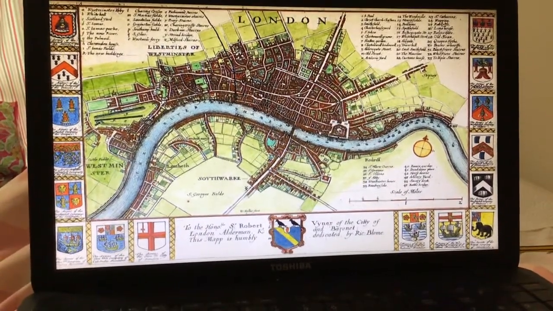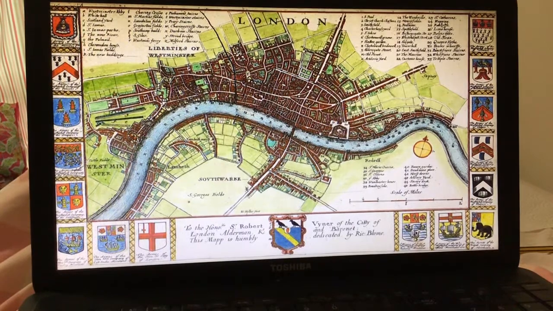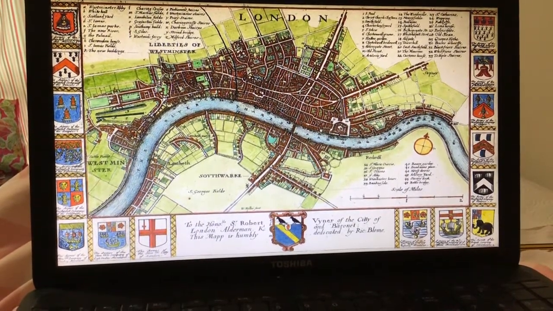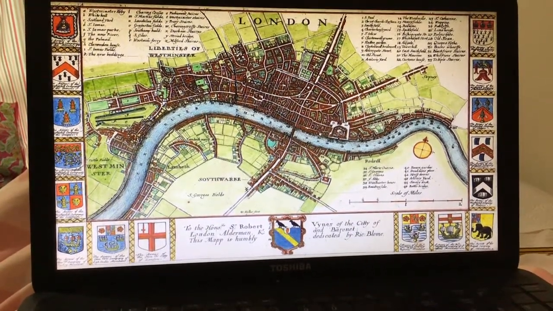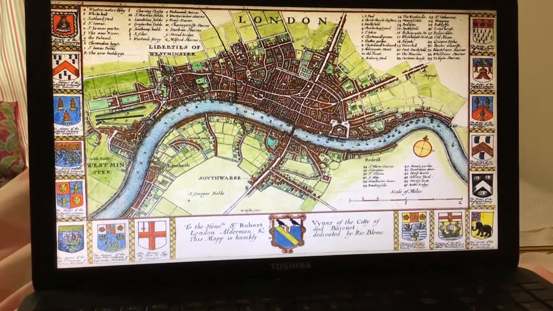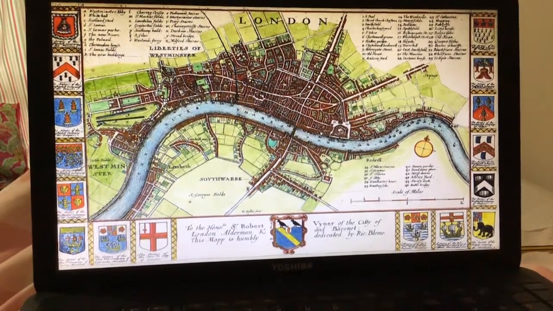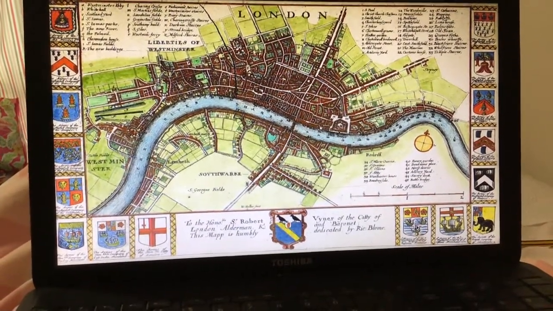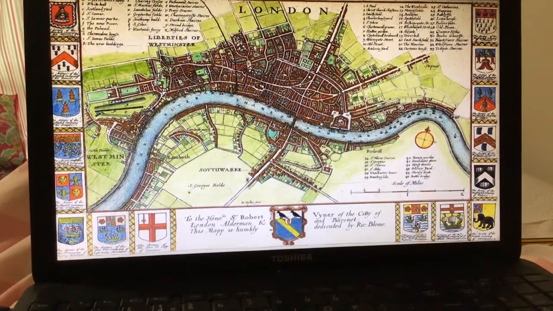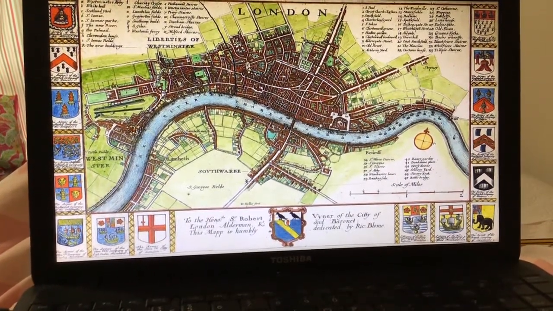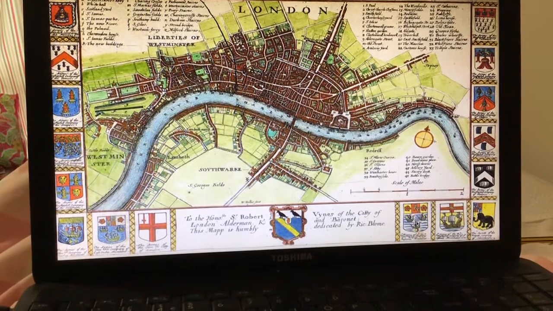This map was drawn by a man called Wenceslas Hollar in 1667. Now that was the year after the Great Fire of London. Now, how did we get this map? Well, it's a piece of evidence that historians use to give us information.